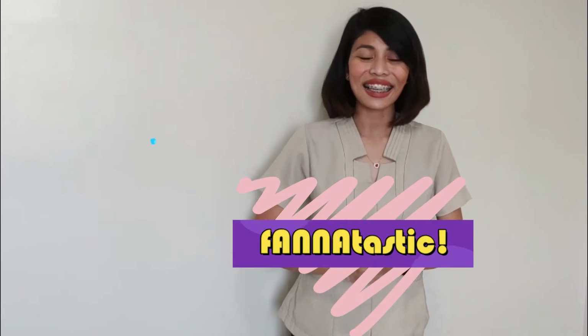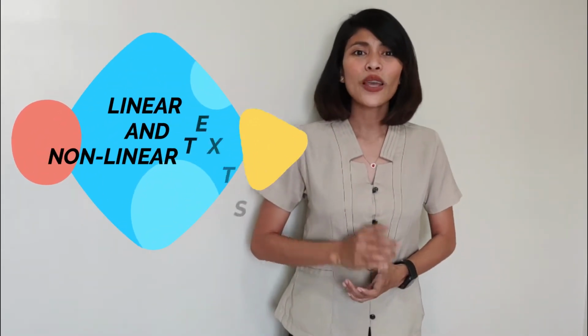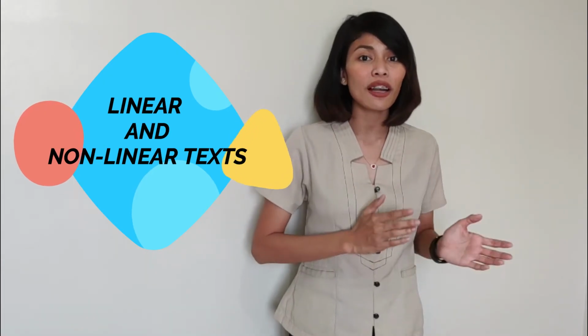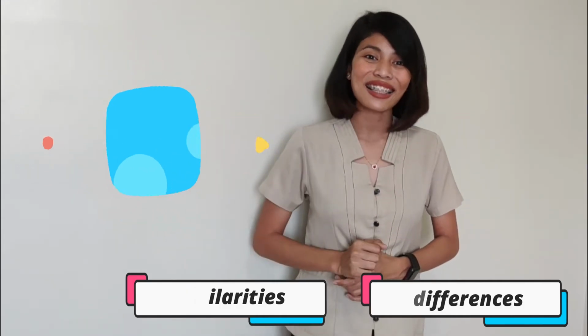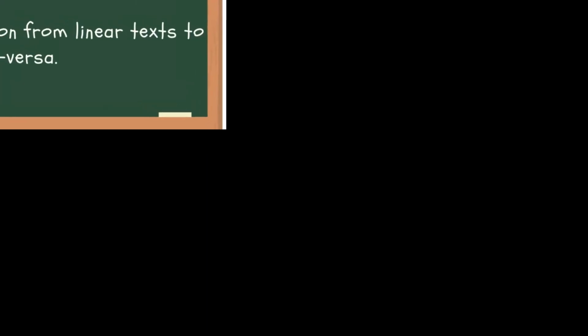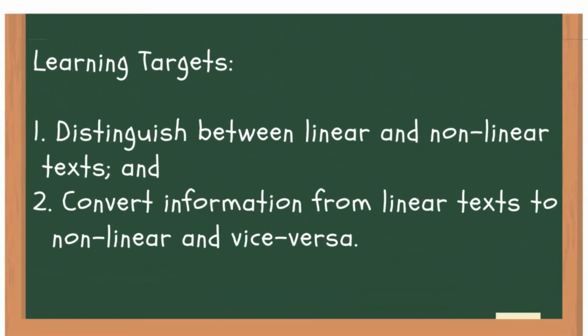So now, do you have any idea what our lesson is all about? Fantastic! It's all about linear and non-linear text. Do you have any idea about the similarities and differences of these two? Stay there and listen. For this lesson, you will learn how to distinguish between linear and nonlinear texts and convert information from linear to nonlinear text and vice versa.